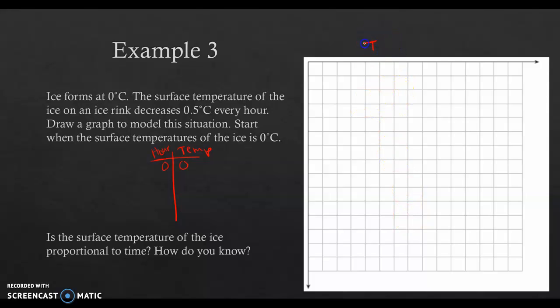So we have time, which is in hours. We're just going to put h there. And we have temperature, make that temp, which is in degrees Celsius. And that's just so anyone reading the graph knows what it is we're talking about. And then the whole graph we're going to title surface temp, because I don't want to write out temperature of the ice rink.